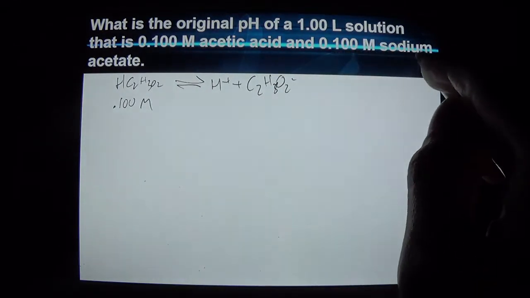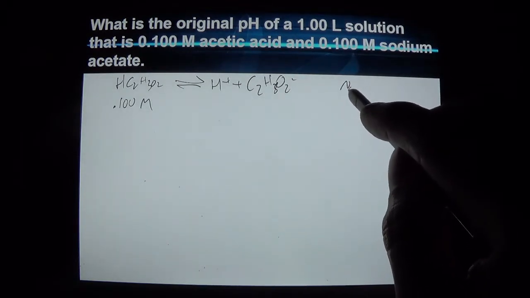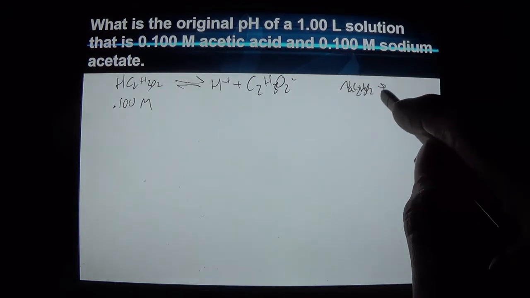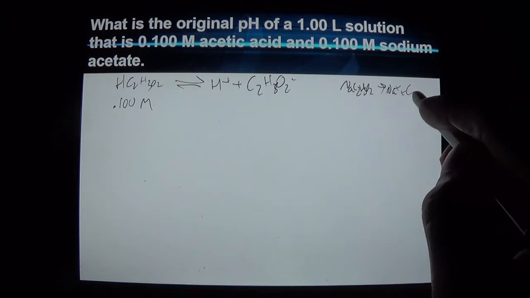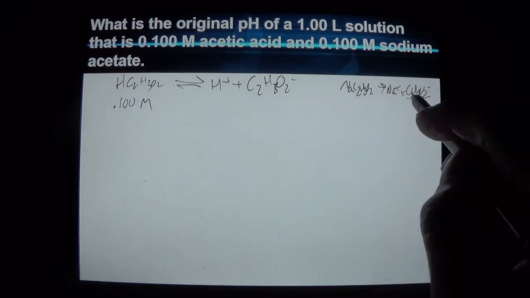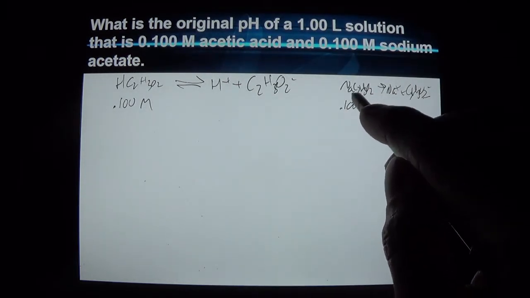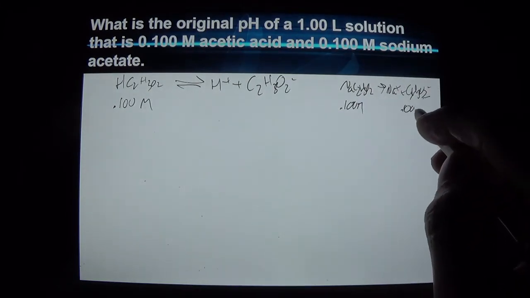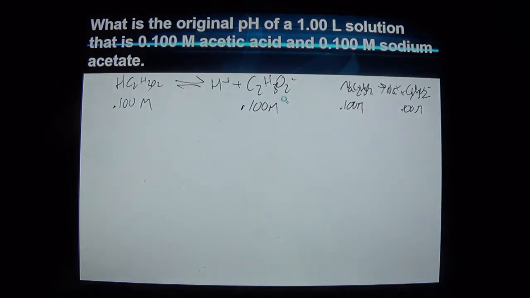Because I have 0.100 molar solution of sodium acetate. Well, sodium acetate is very, very soluble and is going to ionize completely, one-way arrow. And it's going to give me sodium ions, which I don't care about, and the acetate ions, which I do care about. So 0.100 molarity of sodium acetate, one-way arrow, so 1-to-1 ratio, 0.100 molarity. So I'm also starting with 0.100 molarity of that.